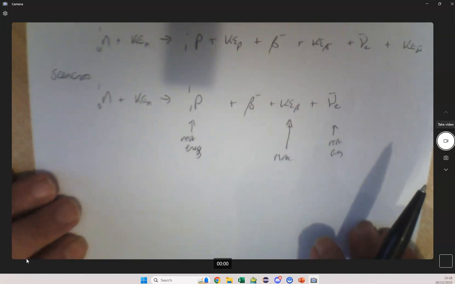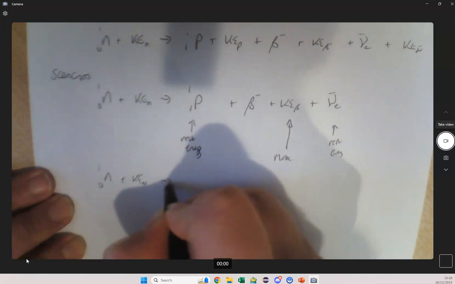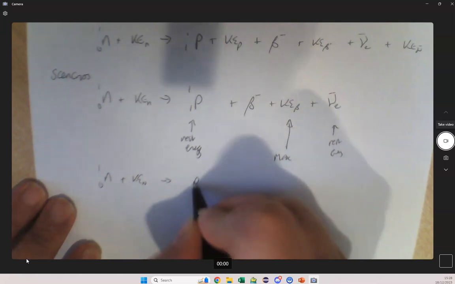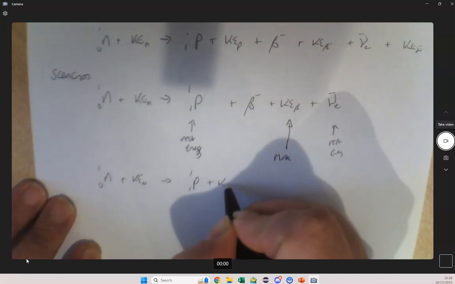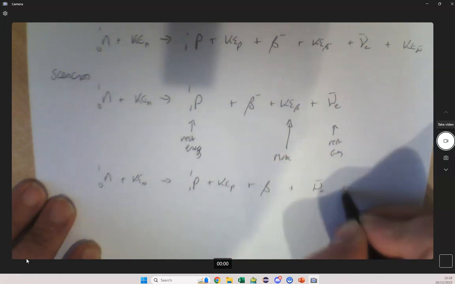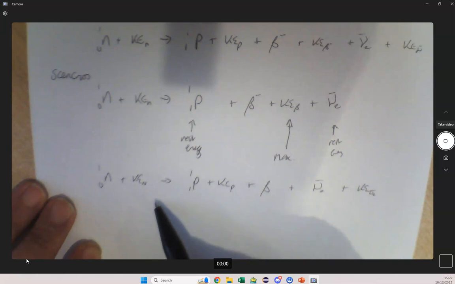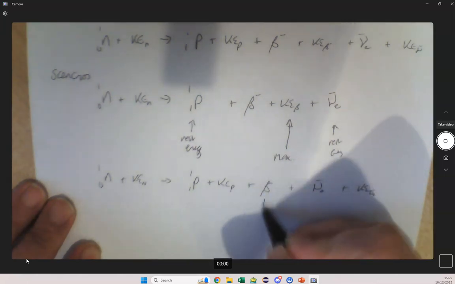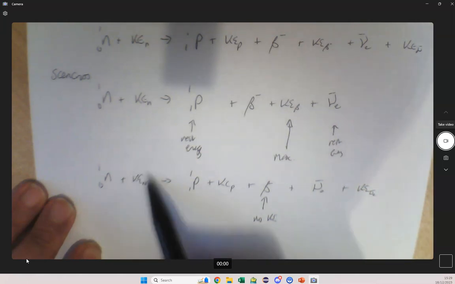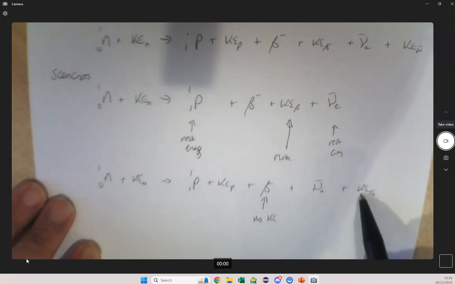So the opposite scenario is, again, you've got the neutron, plus whatever kinetic energy it's got initially, converting across to the proton, plus kinetic energy of the proton, plus the beta particle, plus the anti-electron neutrino, plus the kinetic energy of the anti-electron neutrino. So in this case what's actually happened is the beta minus has got no kinetic energy. All the kinetic energy from the initial energy the neutron had, plus energy released in the reaction, has ended up going to either the proton or the anti-electron neutrino.